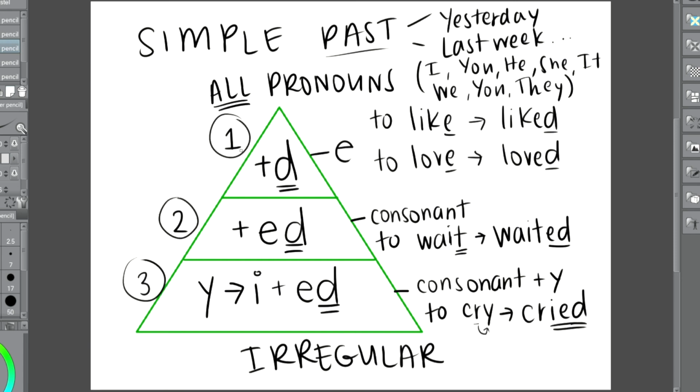So remember, rule number 1, we add the letter D to any verb that ends with the letter E. Rule number 2, it's adding ED to any verb that ends with a consonant. And finally, rule number 3, which is changing the Y to I and then adding ED to any verb with a consonant followed by the letter Y.